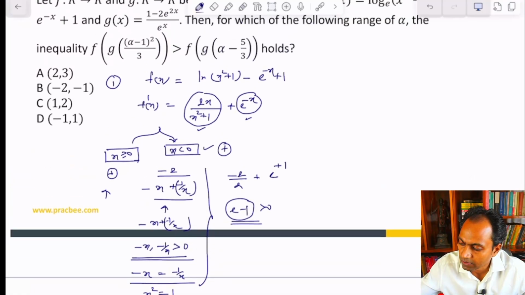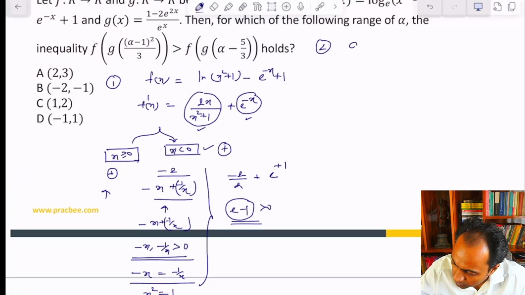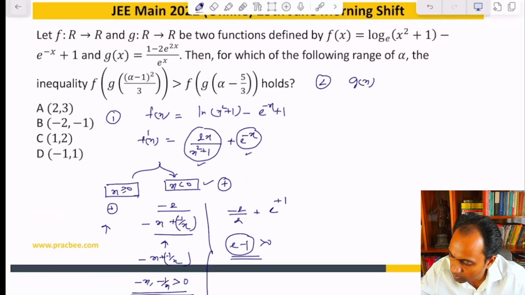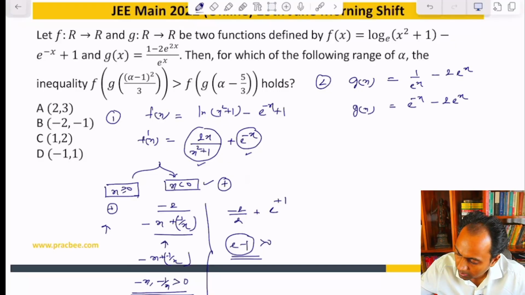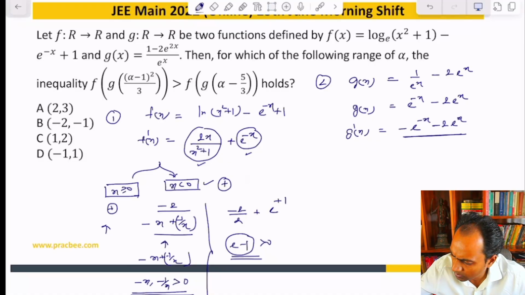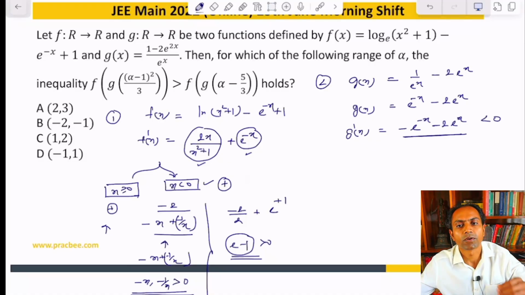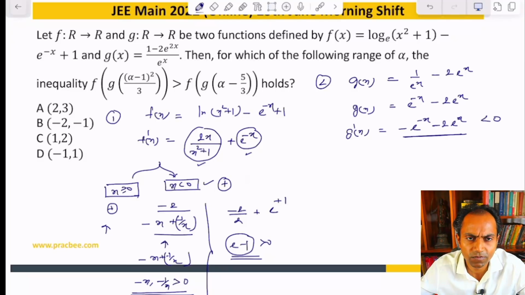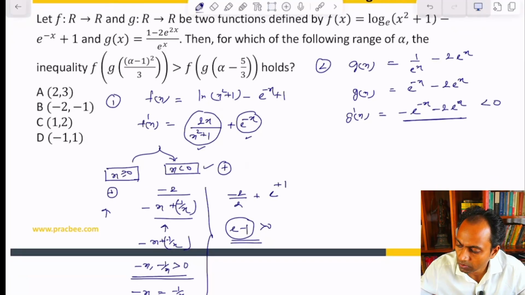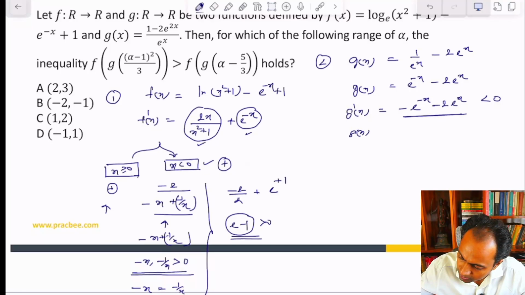Another thing we can do in the next part is to understand a similar nature for g of x also. Now g of x would be simpler. If I simplify, it will become 1 by e raised to the power x minus 2 e raised to the power x, or e raised to the power minus x minus 2 e raised to the power x. We can differentiate this. If I differentiate, minus e raised to the power minus x minus 2 e raised to the power x will come. You can see that this is always negative, because e raised to the power x and e raised to the power minus x are always greater than 0. So g(x) comes out to be a decreasing function.